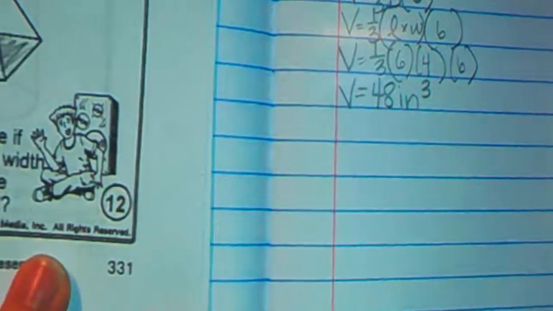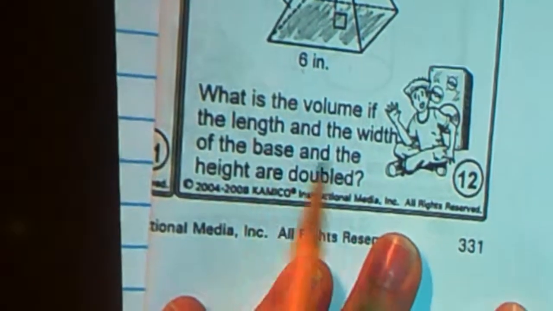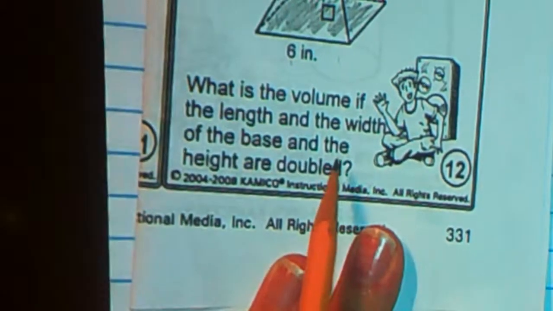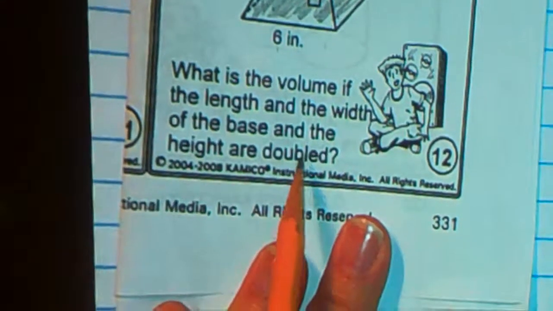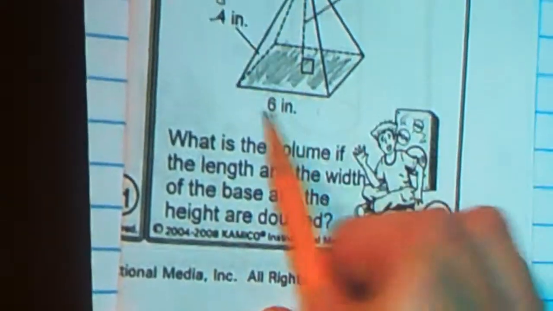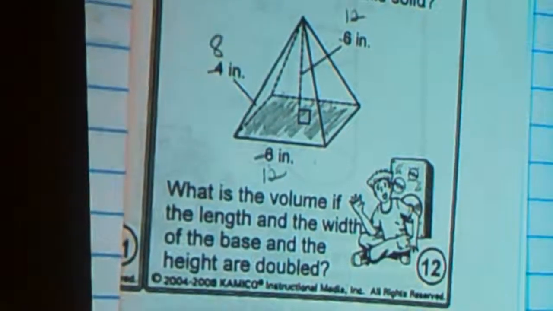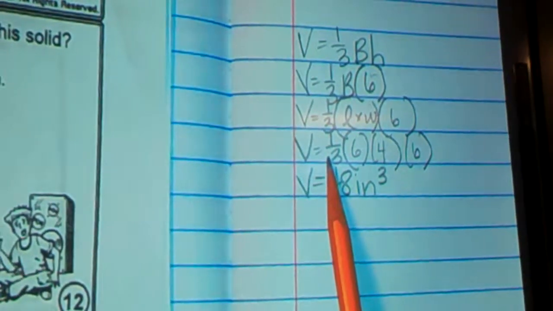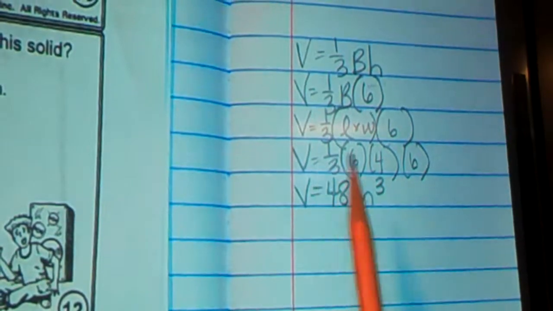Now the second part of the problem is asking what is the volume if the length and the width of the base and the height are doubled. So it wants us to double our dimensions. So we want to go back, change this to 8, 12, and 12. So we can use this final formula because we're still finding the volume of a pyramid. We just have different dimensions now.